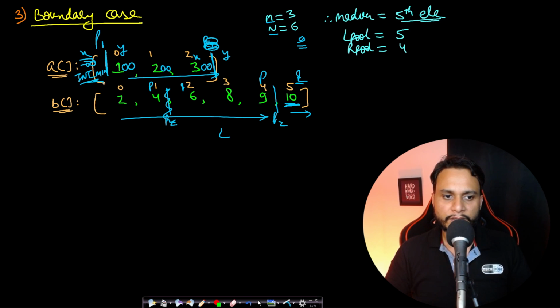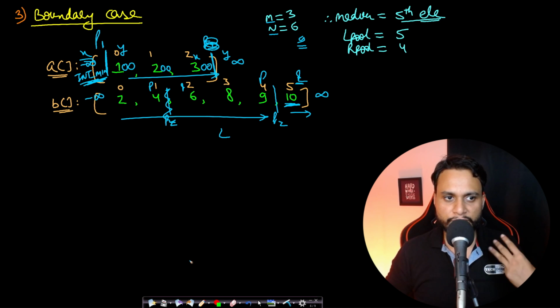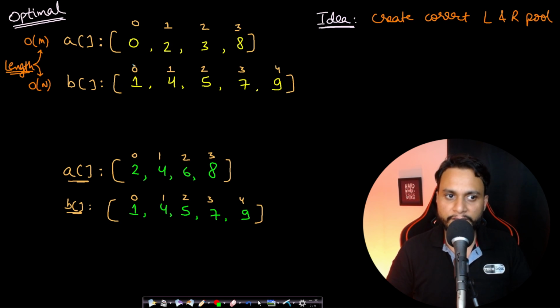Therefore, before solving the problem or even while solving the problem, you should assume that the out of bound element on the left side is integer minimum and on the right side is infinity. So this will increase the array size by 2 for both of them, but it will handle all the boundary cases. I hope you understood all the 3 points. If you did, then let us look at the optimal approach.